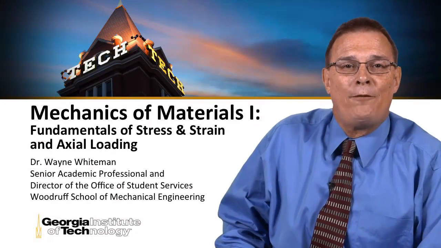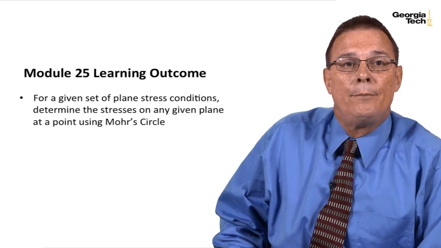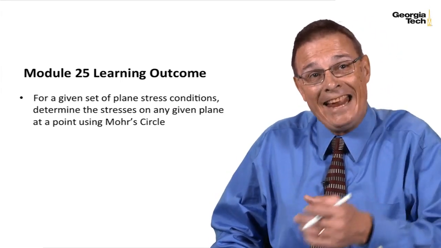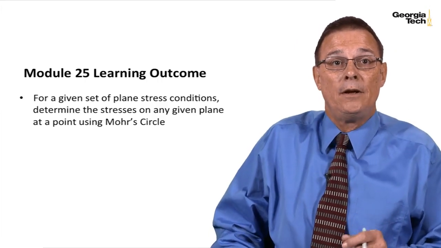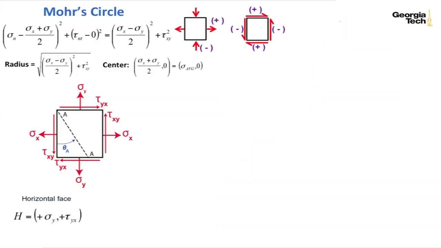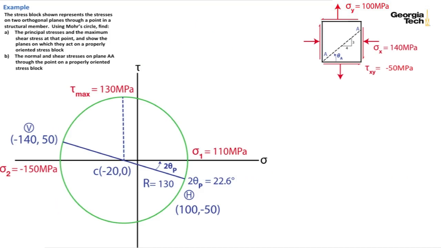This is Module 25 of Mechanics of Materials, Part 1. And the learning outcome today is to find the stress on any given plane at a point for a given set of plane stress conditions. And so here was our development of Mohr's circle that we did a couple modules ago. And then last module, we solved this example with actual numbers.